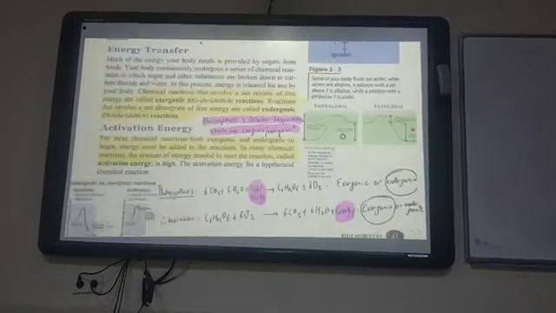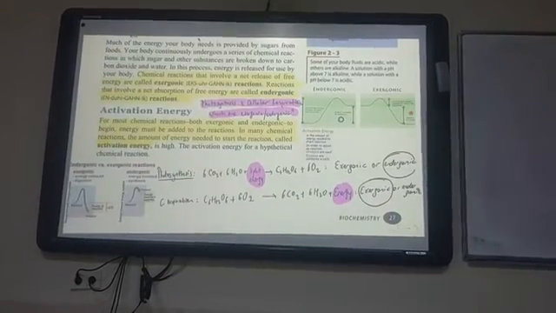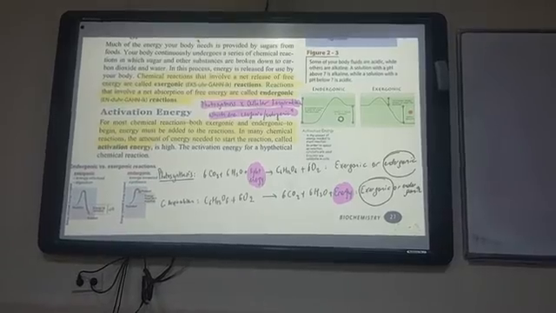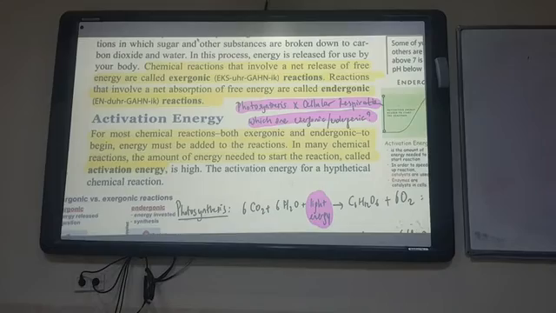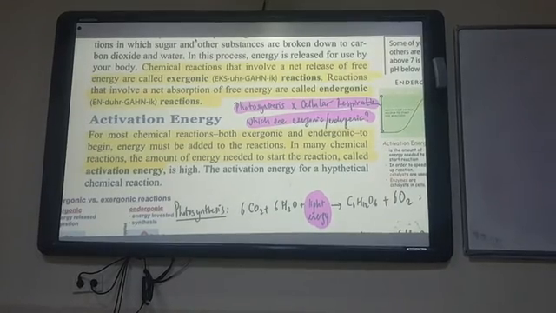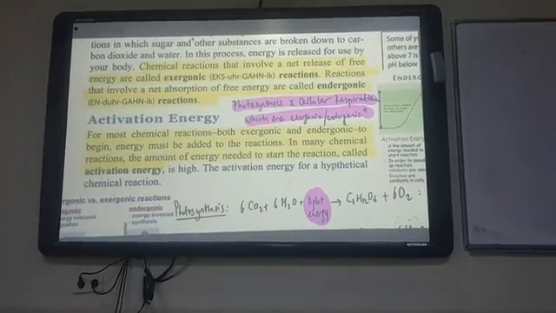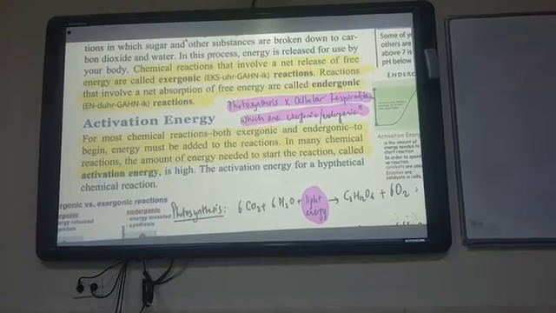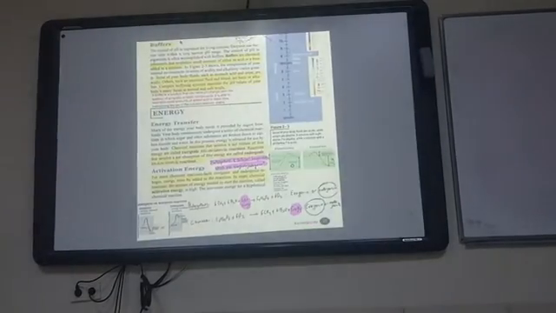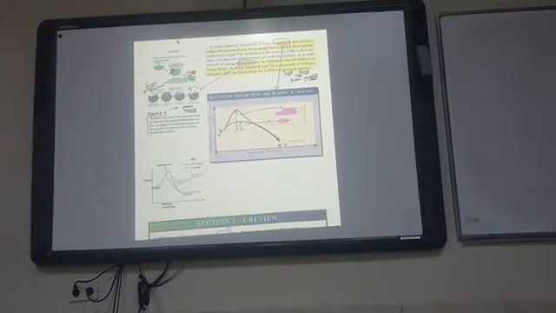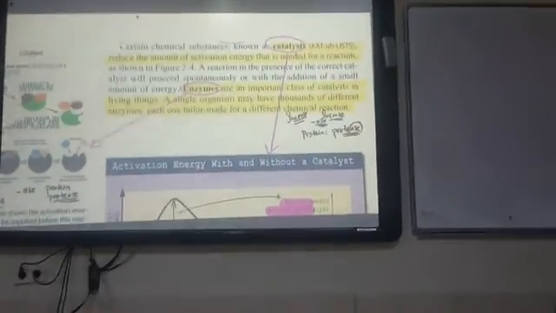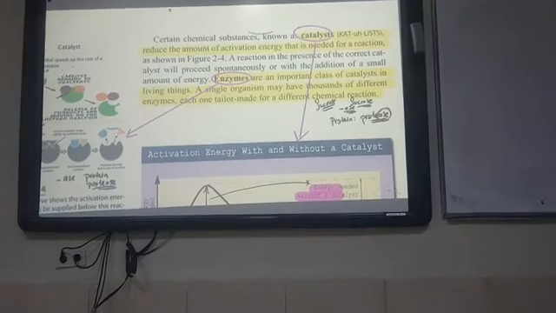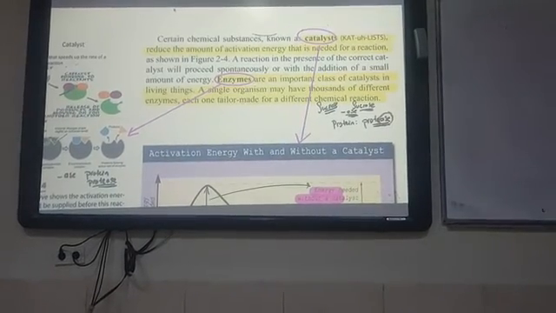Then exergonic and endergonic we have passed. Activation energy is important. There are some questions about the activation energy. It is the amount of energy needed to start the reaction. Catalysts reduce the amount of activation energy, and enzymes are also catalysts.